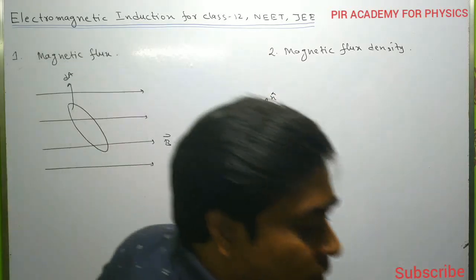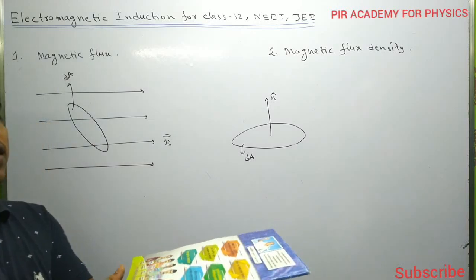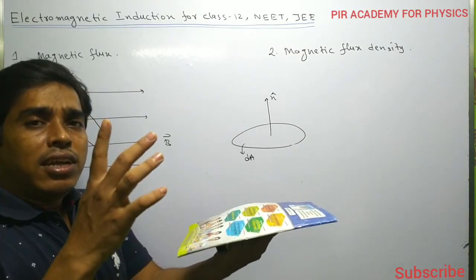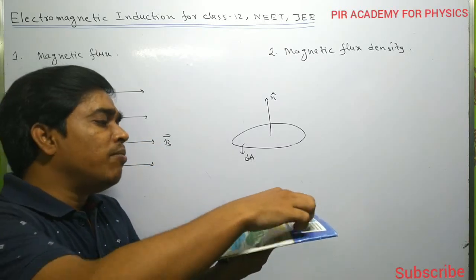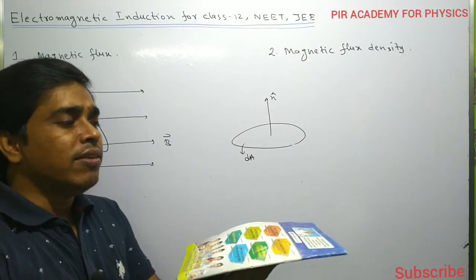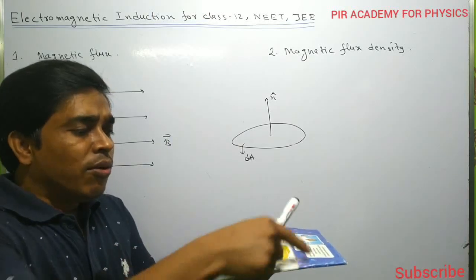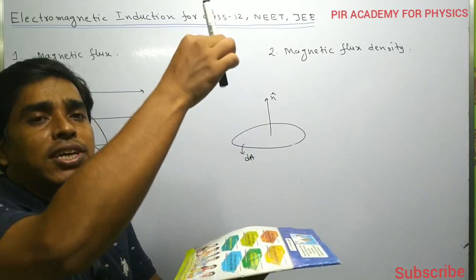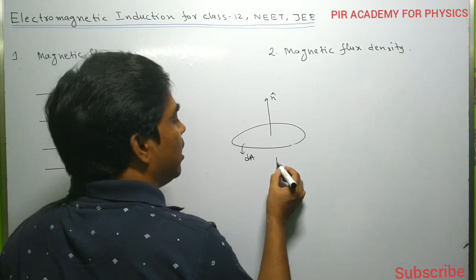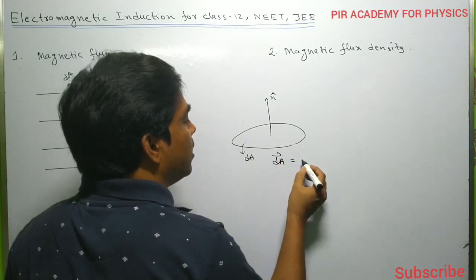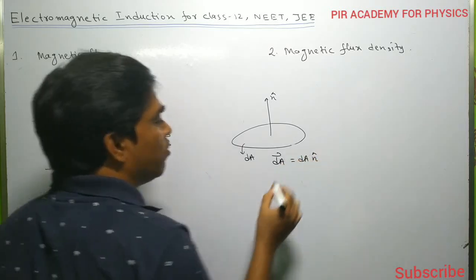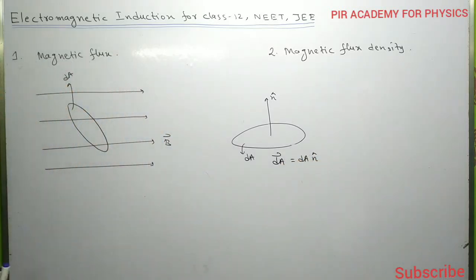Suppose this is an area and this area has a direction. The direction of the area follows the normal of the surface, that means the direction of the surface is along this direction. So this area vector can be written as the magnitude of the area times the unit vector along the normal to the surface.